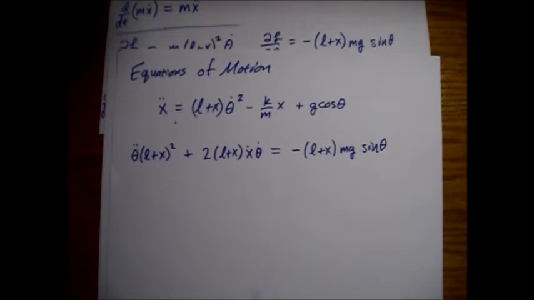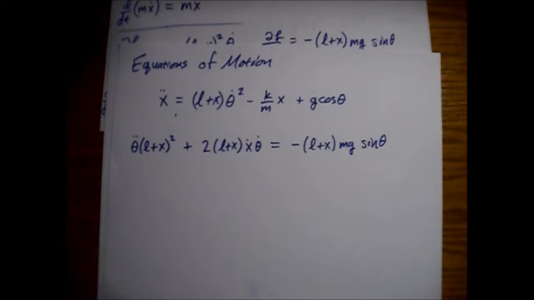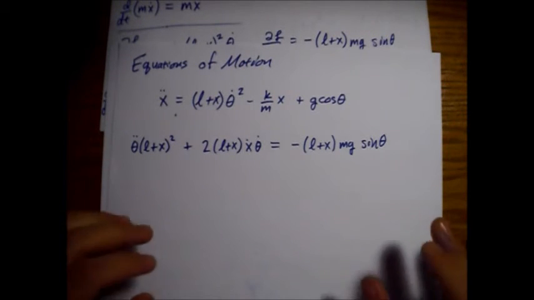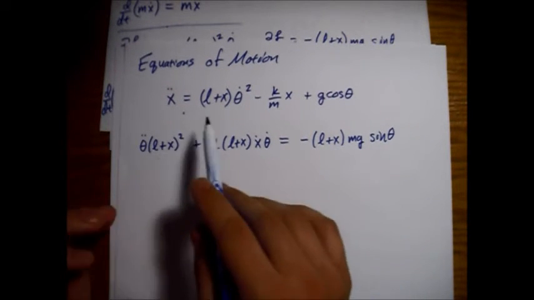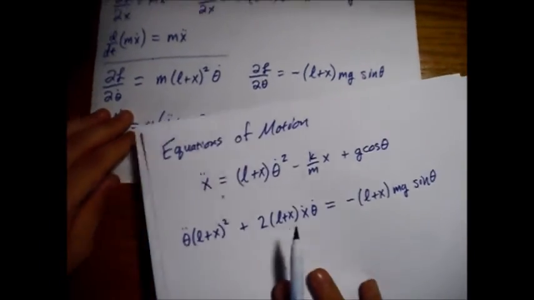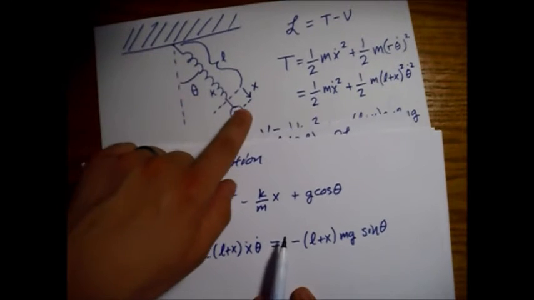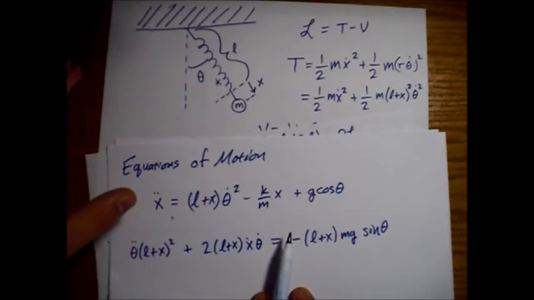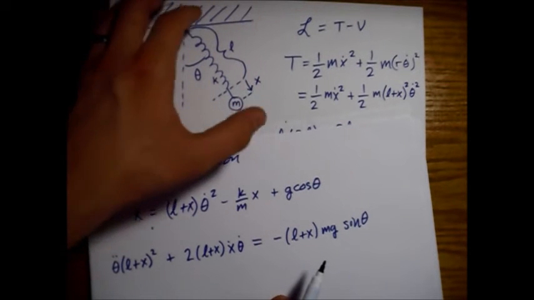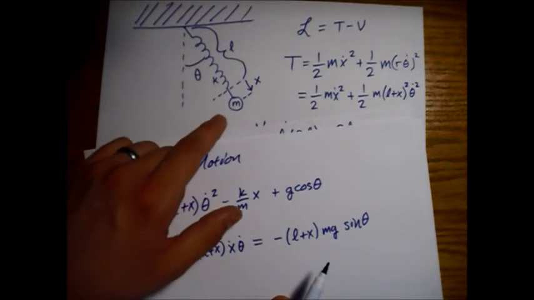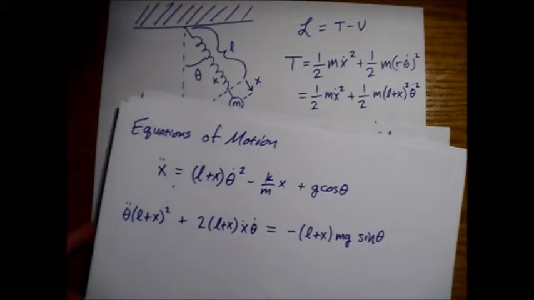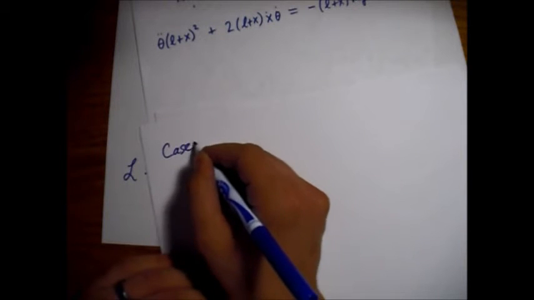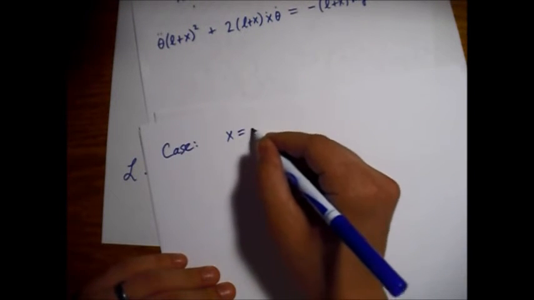Okay, crossing my fingers here, hoping I didn't make any mistakes. So here we have our equations of motion. Real quick, let's go through and double check what would happen if we get rid of all the x, or we get rid of all the theta. Can we recover the cases of just a simple pendulum on a string, or just a simple mass on a spring? Let's see if we can recover those two cases.